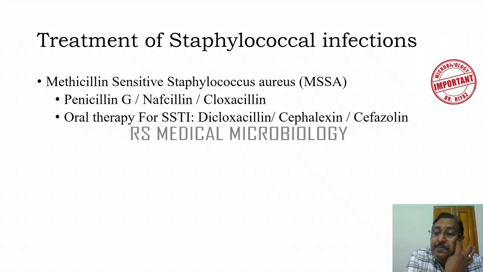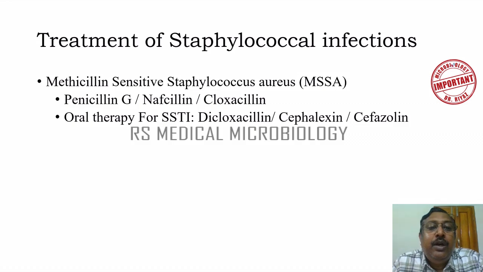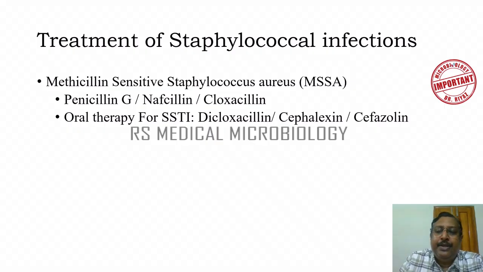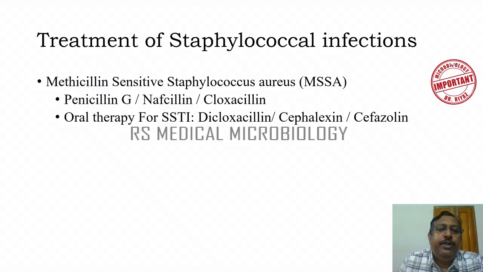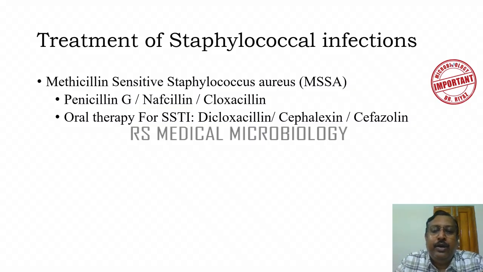Now, when you look at the treatment part of it, you basically have to divide into methicillin sensitive Staph aureus and methicillin resistant Staphylococcus aureus. So for methicillin sensitive, a very good choice is penicillin G, or you can use nafcillin or cloxacillin. If the patient is having only a skin and soft tissue infection, you can think of dicloxacillin, cephalexin, or cefazolin.